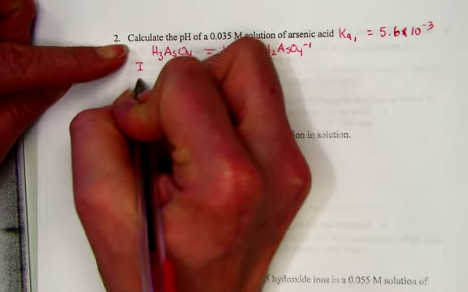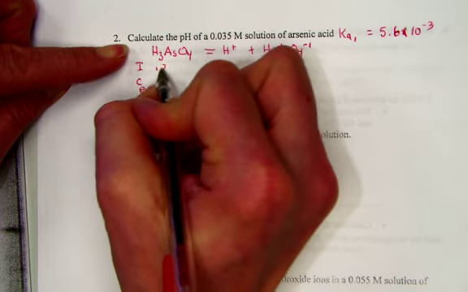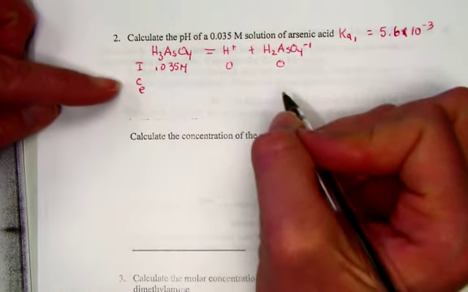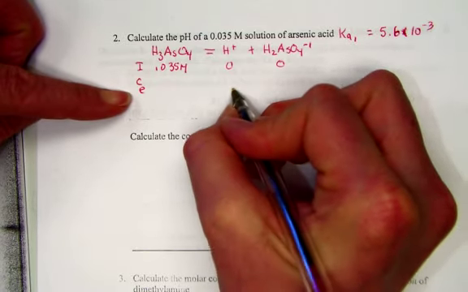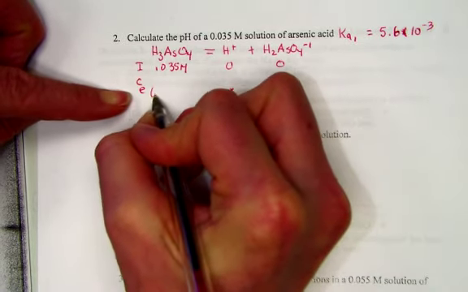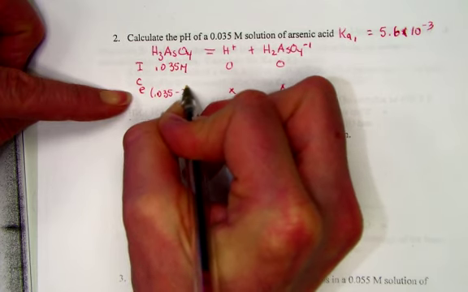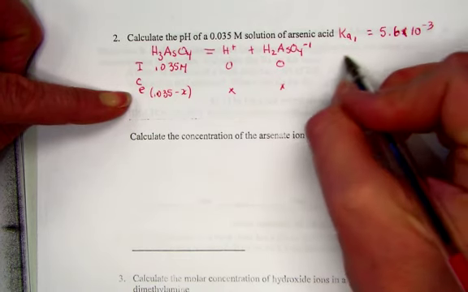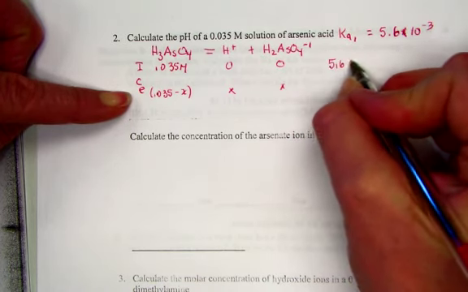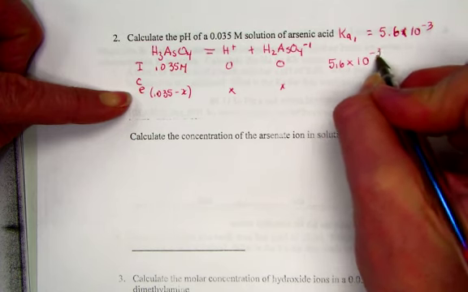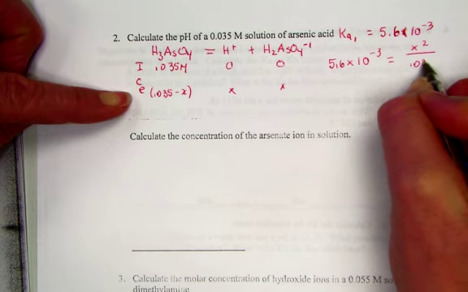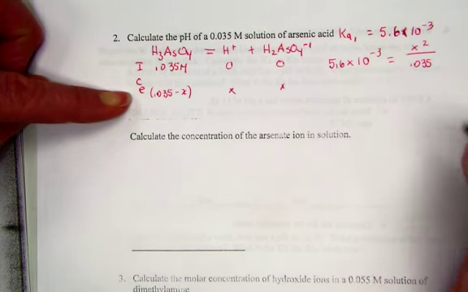Thinking about our ice chart, we know the initial concentration to be 0.035 molar. And of course, no ions in the initial line. The ions get made and the reactant gets used. 0.035 minus X gives us the concentration of the acid at equilibrium. When we work our Ka1 expression, we set that value, 5.6 times 10 to the -3, equal to X squared over the initial concentration 0.035.